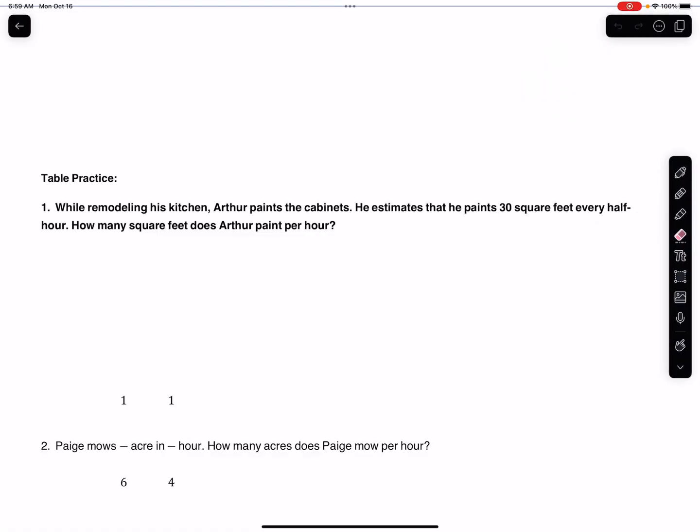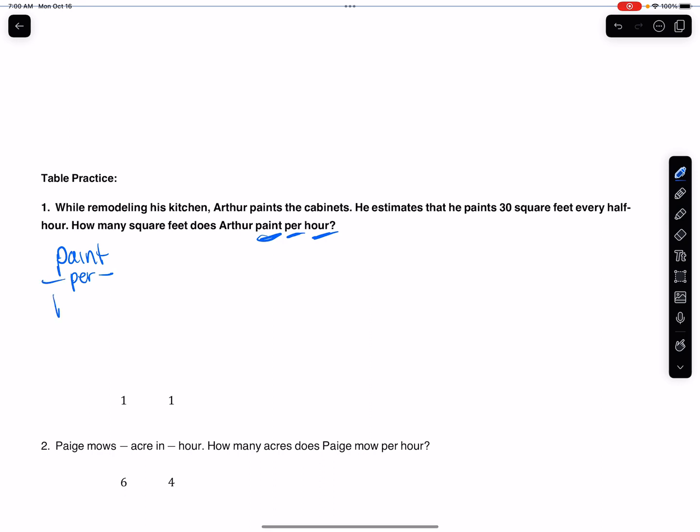Okay, we are doing the group work portion of complex fractions, unit rates with complex fractions. So this one says, while remodeling his kitchen, Arthur paints the cabinets. He estimates that he paints 30 square feet every half hour. How many square feet does Arthur paint per hour?